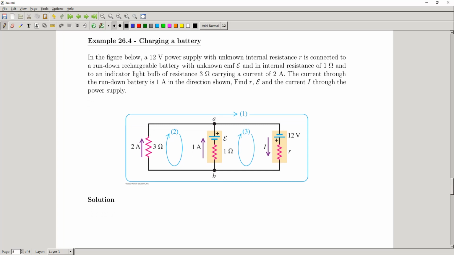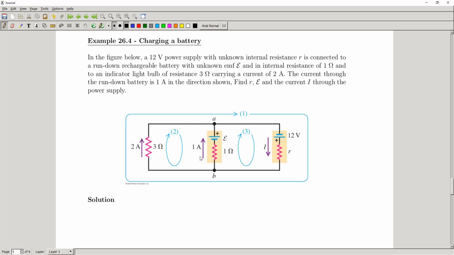Okay, so what do we have going on here? In this figure, we have a 12-volt power supply with an unknown internal resistance. So we have this setup here. The unknown internal resistance is connected to a rundown rechargeable battery with an unknown EMF, but we do know its internal resistance. So we have this set up here, unknown internal resistance, we know the battery's internal resistance, but unknown EMF here. And it is hooked up to an indicator light bulb that has a 3 ohm resistance. Okay, we see that here, and we have 2 amps going through this part of the loop.